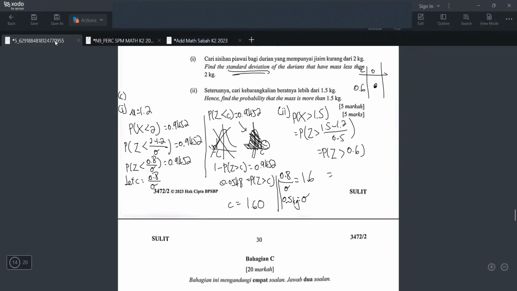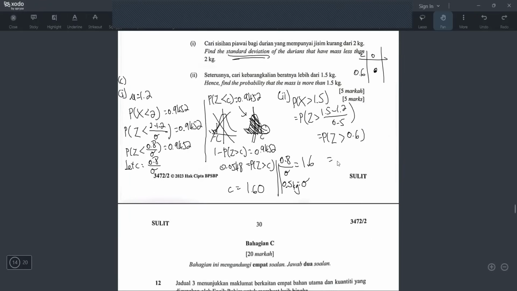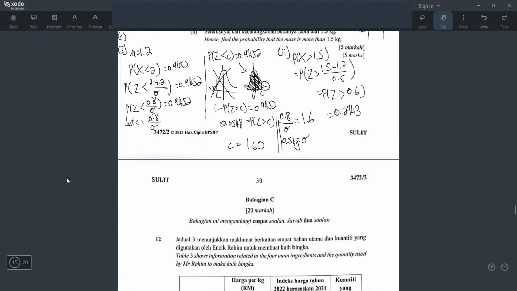0.2743. So let's go back there. 0.2743. That's the answer. Okay. This is the probability that the mass is more than 1.5 kg. Okay. Sudah siap. You don't have to write any unit lah because this one is probability. Probability tak ada unit. Okay.